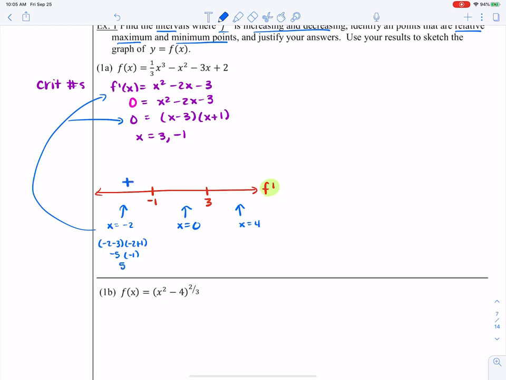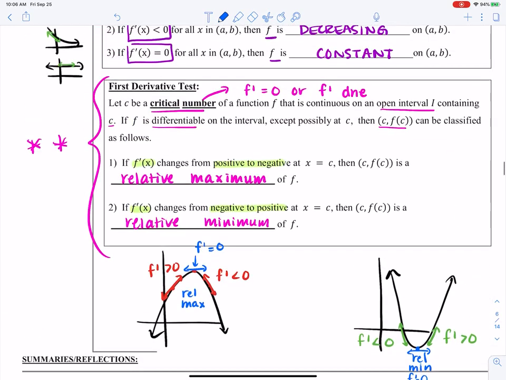I get a positive. And if I plug in 0 into the factored form, 0 minus 3, 0 plus 1, negative 3 times positive 1 will be negative 3. Every derivative value will be negative in between here. And if I plug in 4, 4 minus 3 and 4 plus 1, I'm going to get 1 times 5 is 5, which is positive. So these are the signs of my derivative because this is a derivative sign chart. But what I can now use is this information up here.